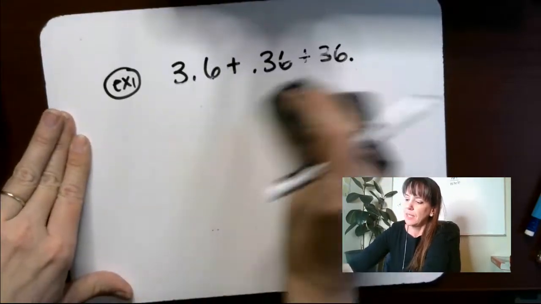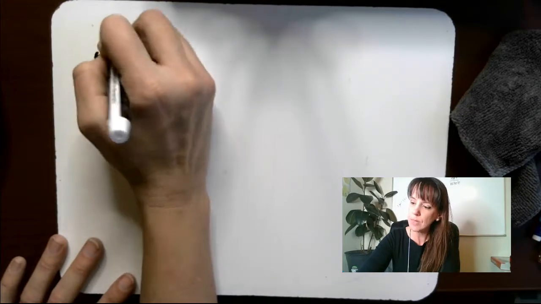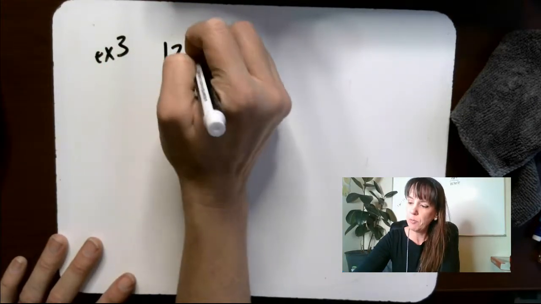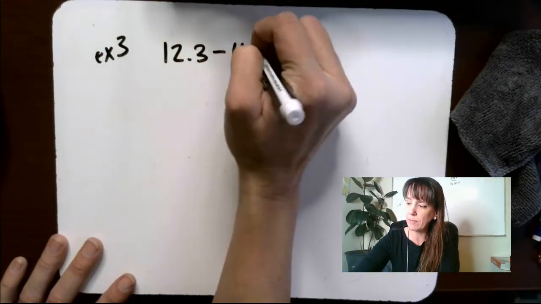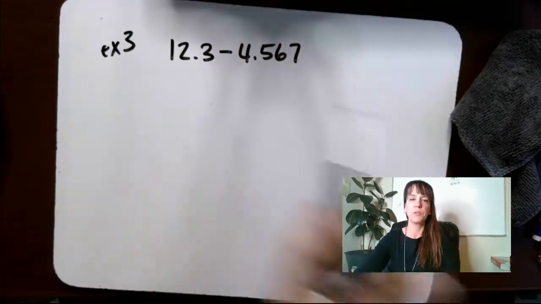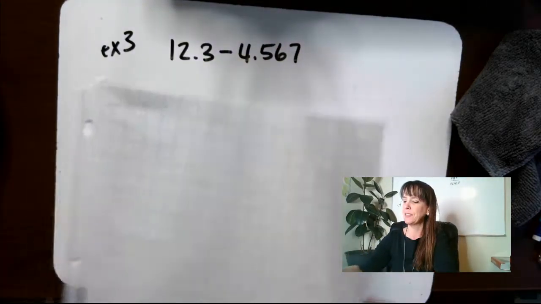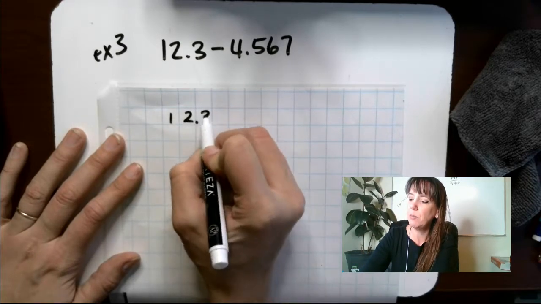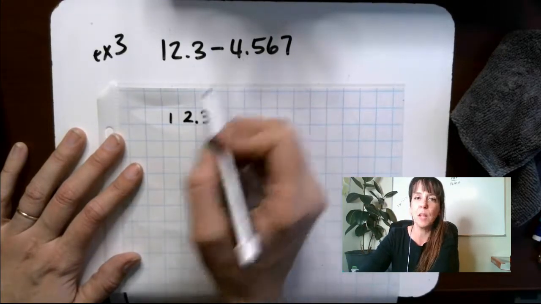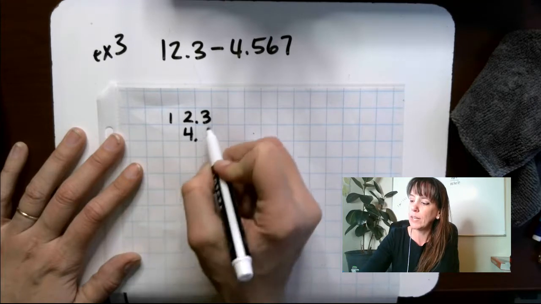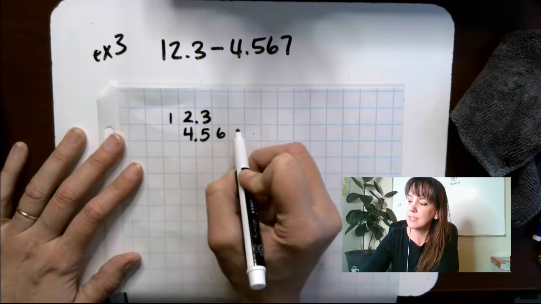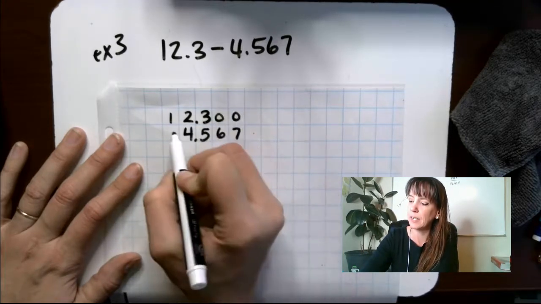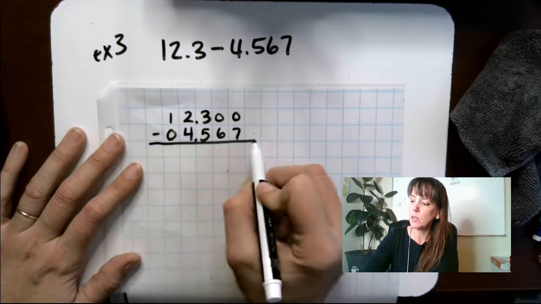Okay. Example number 3. Now we're going to talk about subtracting. Example 3 says 12.3 minus 4.567. That's clever. All right, again, I'm going to use grid paper so you can see 12.3, and now I want to line that decimal up, so it's going to be 4.567. Let's throw some zeros there. Here we're going to subtract.